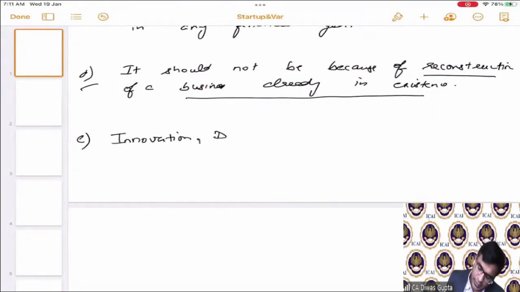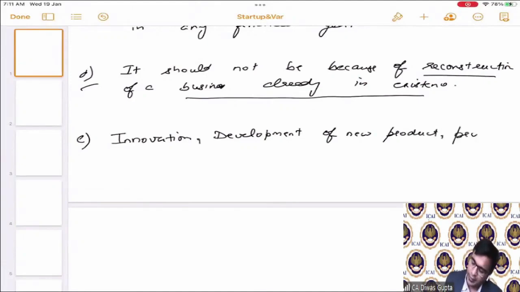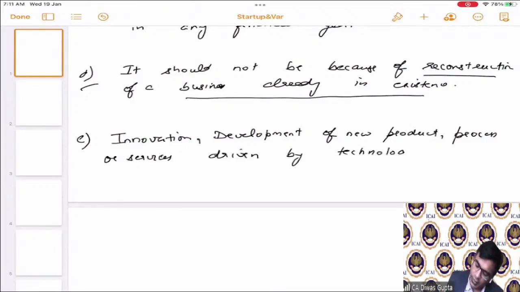Innovation, development of new product, or let's say process or services, which should be driven by technology. We should use technology for carrying out each and every step of the business, correct? Or some kind of an intellectual property.